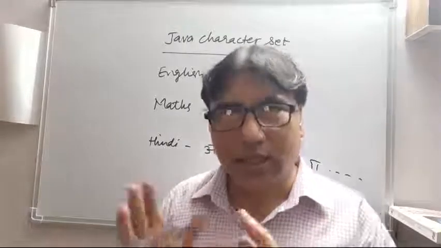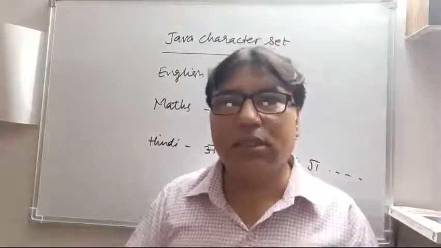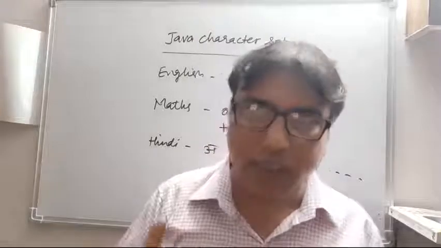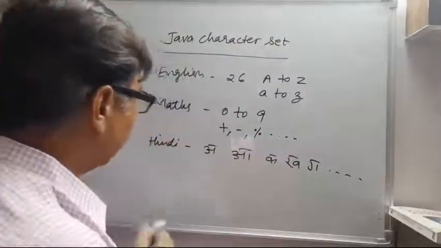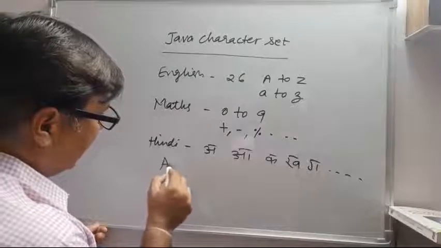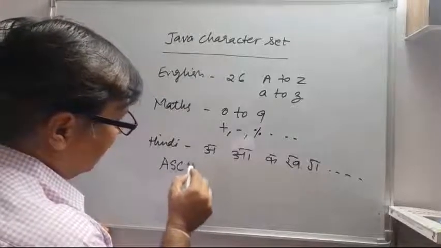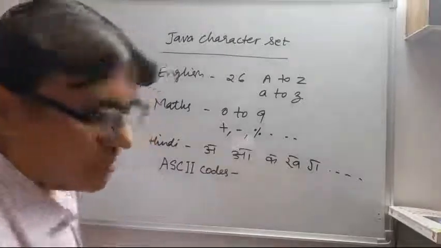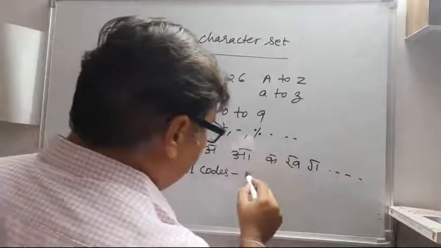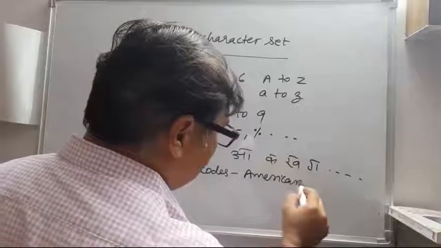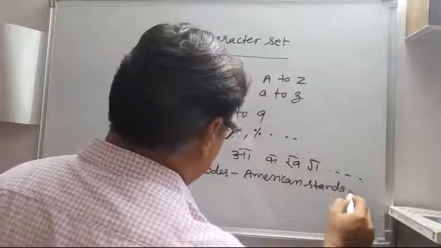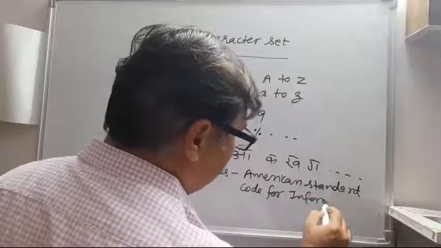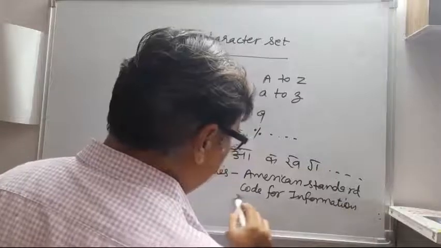Similarly, Java is a language, that is a computer language. It is a high level language and it also has a character set. Now what are these character sets of Java? First of all, the character sets were ASCII codes. ASCII. What are these ASCII codes? The full form is American Standard Code for Information Interchange.